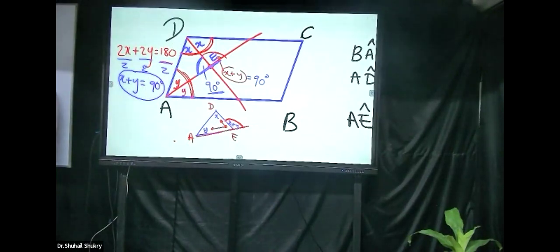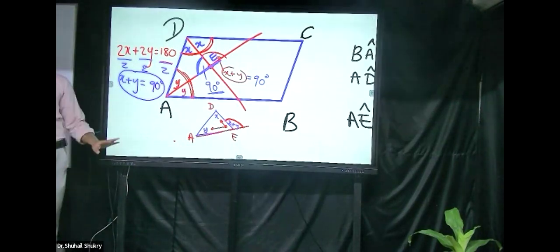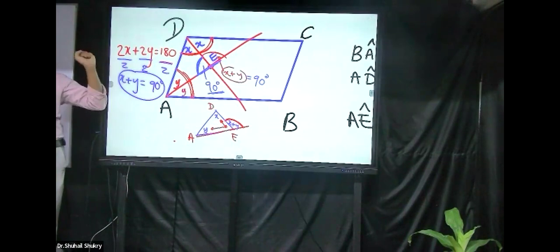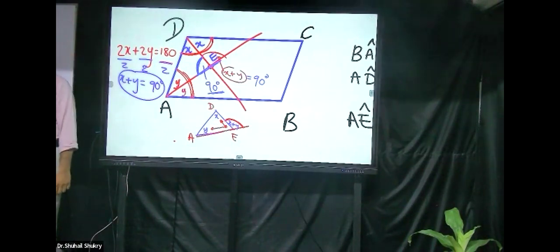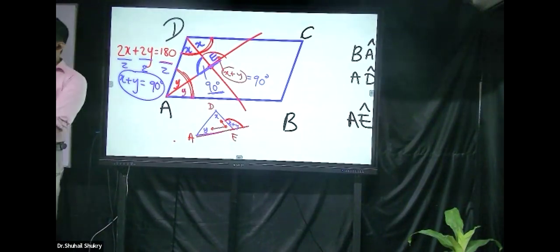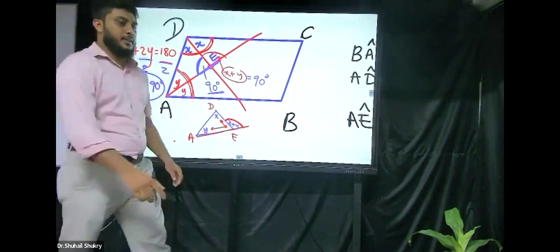Who did it this way? If you go with x and y, this will be easy. If you try to write like A, B, C, D, Z, it will be difficult. So this is a very good question. The people who got 90, good.